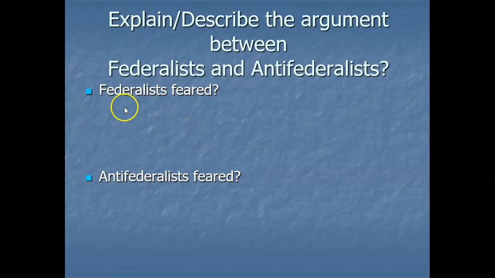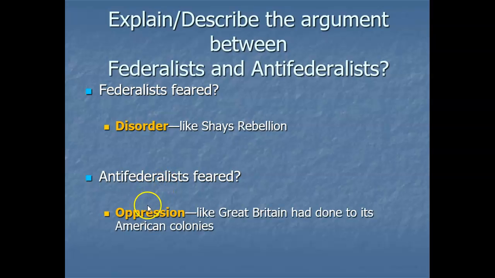The Federalists feared disorder. Events like Shays' Rebellion showed them what would happen if we have too weak a central or federalized government. That's why they created a strong centralized government and gave the federal government lots of power. The people who did not like that feared oppression by that very same government, like Great Britain had done to the American colonies during the Revolution.